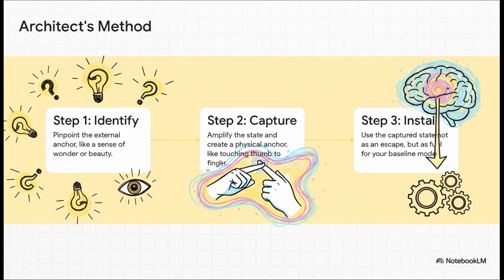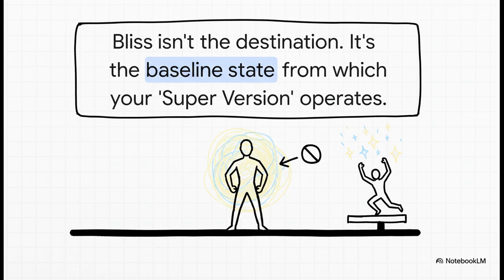And finally, step 3, install this state. And this part is the absolute key. Because here's the big mind shift. Bliss isn't the destination. It's not a vacation you take from your life. It is the new, upgraded operating system that you should be running all the time. The whole point isn't to chase these fleeting moments. It's to build a new foundation, a new high-performance baseline to live from.